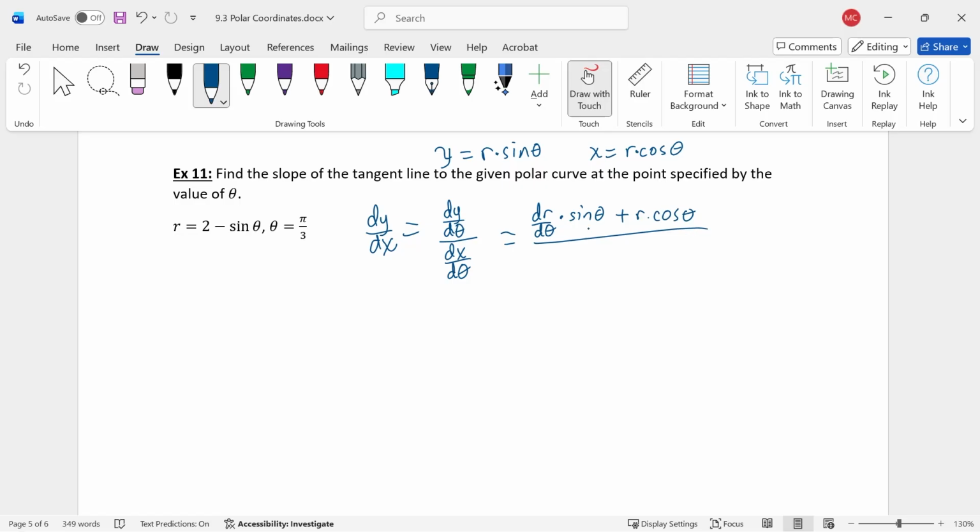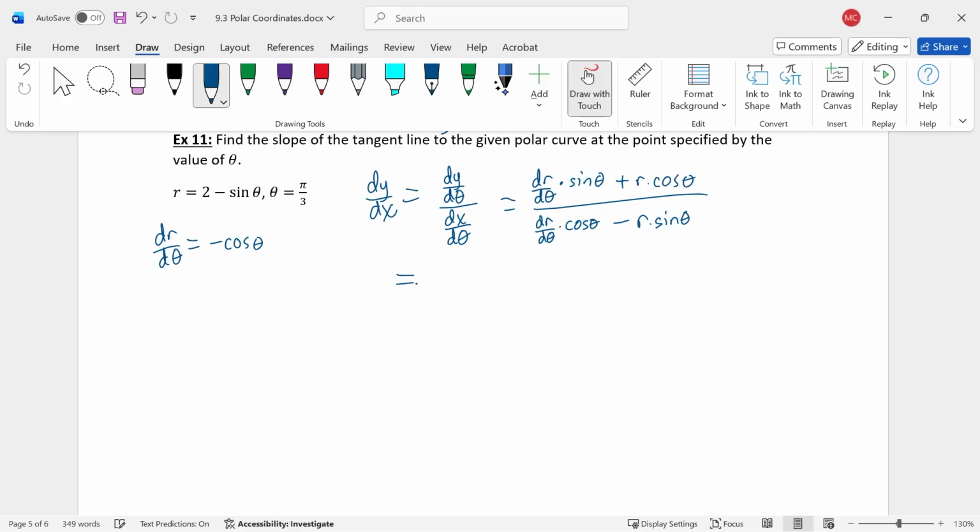And then my dx/dθ, same thing. So the derivative of r times cosine plus r times the derivative of cosine, which is the negative sine. So I'll put the negative in front. Now dr/dθ is the derivative of r here. The derivative of 2 is 0. Derivative of negative sine is negative cosine of theta.